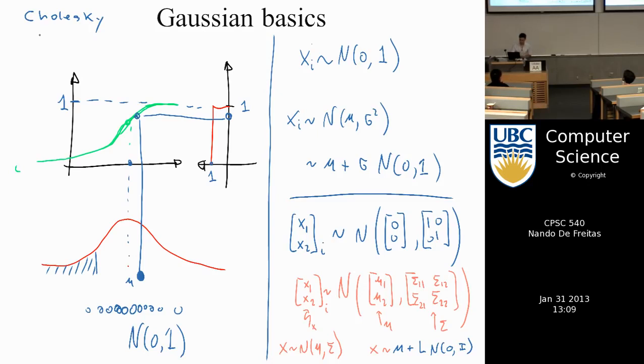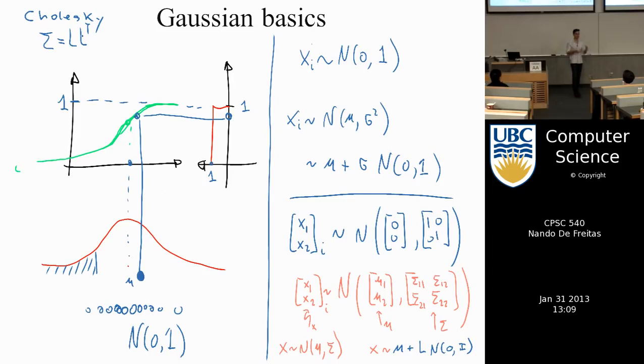It basically says that you can take that matrix sigma and write it as a product of two matrices, one matrix and its transpose, L L transpose. So the Cholesky decomposition exists in any programming language. There will be a function there that you can call to get the Cholesky of a matrix.